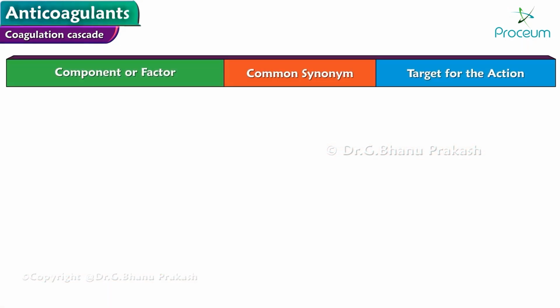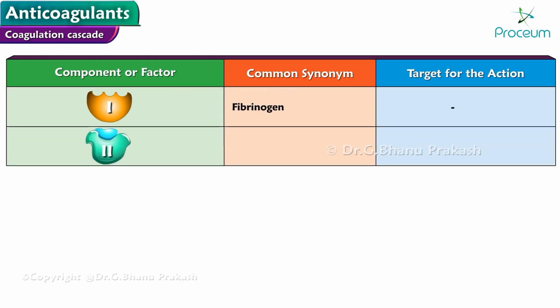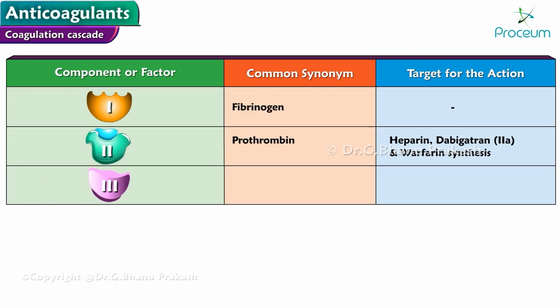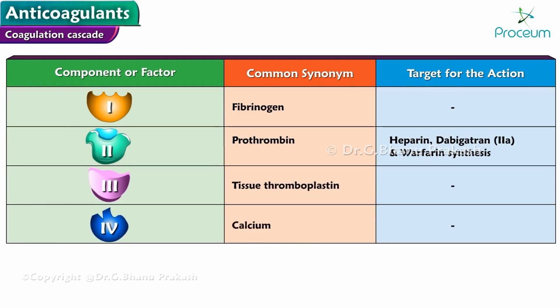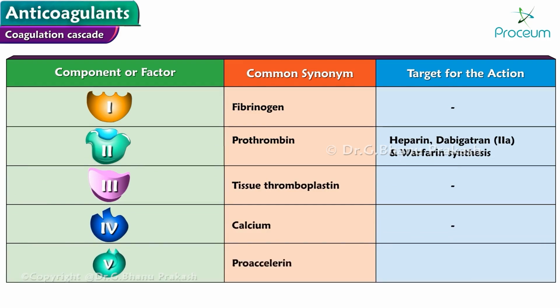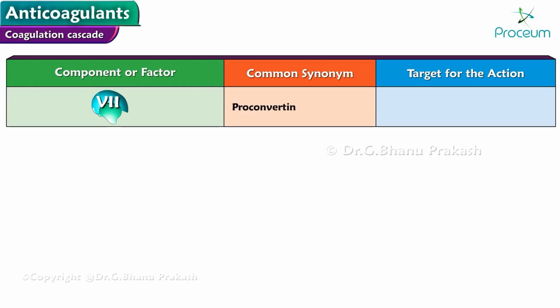Here is a table showing various blood clotting factors and drugs that affect them. Factor 1, fibrinogen, has no target. Factor 2, prothrombin, is a target for the action of heparin, dabigatran, 2A, and warfarin synthesis. Factor 3, tissue thromboplastin, Factor 4, calcium, and Factor 5, proaccelerin, have no target. Factor 7, proconvertin, is a target for the action of warfarin synthesis.